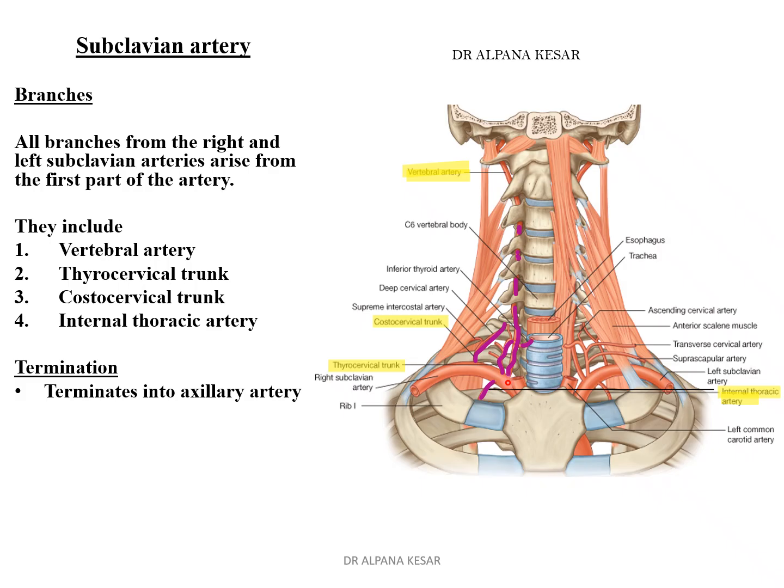The four branches of the subclavian artery are vertebral artery, which is the largest branch of the subclavian artery. The second is the thyrocervical trunk, which is this. This is the costocervical trunk. And this is the internal thoracic artery.